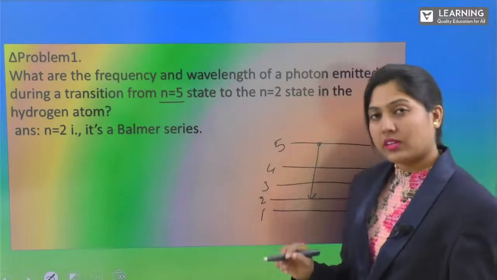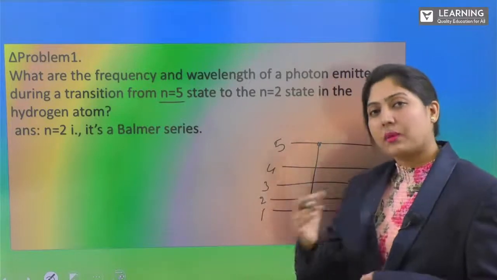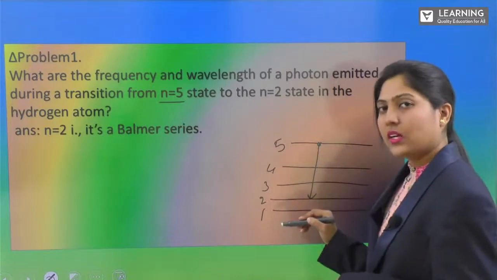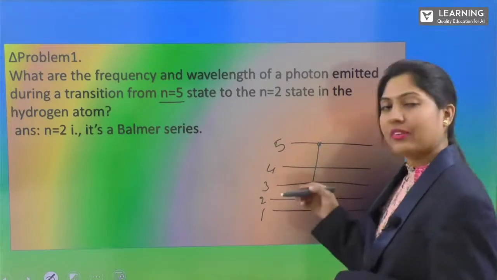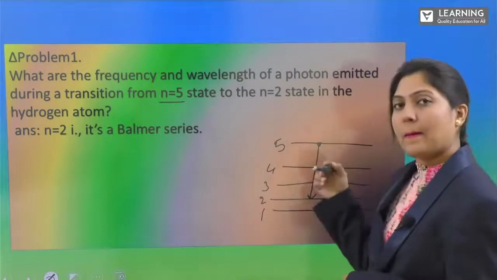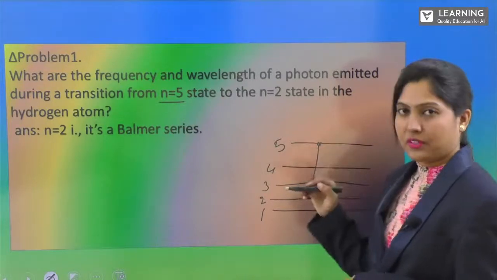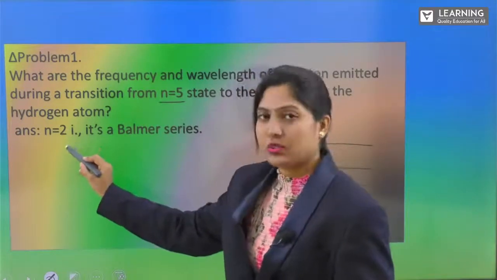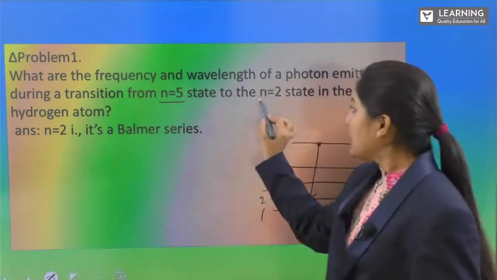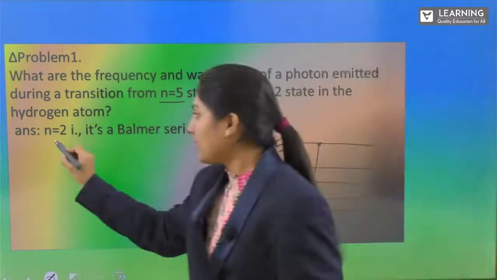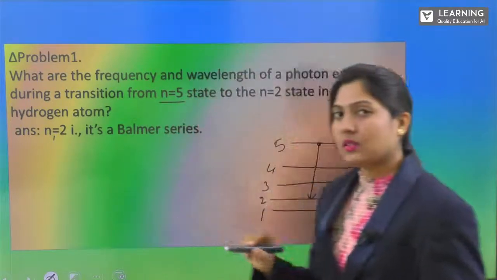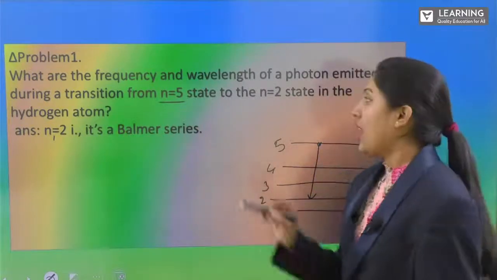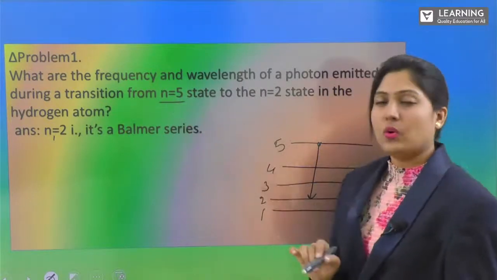As we have already studied about the hydrogen spectrum, if the electron is coming to the first level, we call it Lyman. For the second, we call it Balmer. For the third, Paschen, then Brackett, Pfund, right? Likewise, for this, n equals 2 is the final level, so we can say it is the Balmer series. And the initial level, ni, equals 5 here.